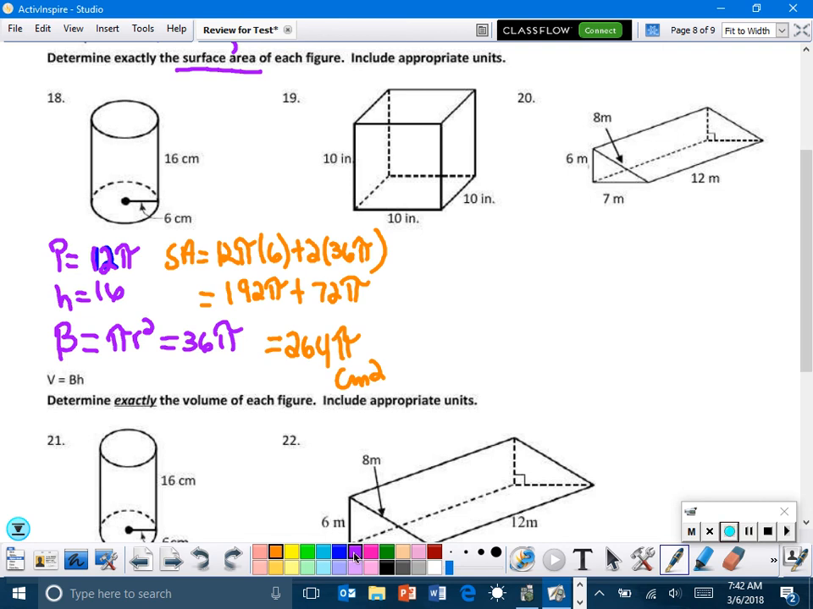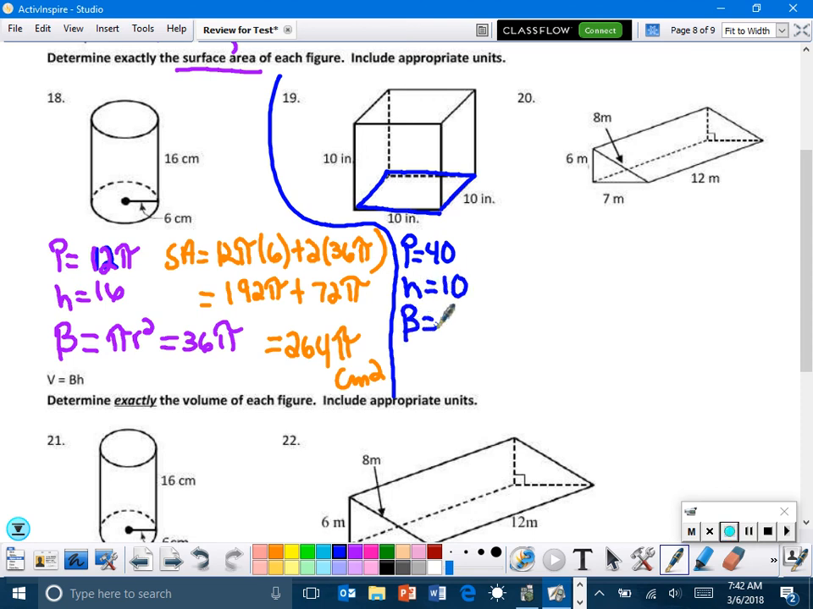Okay, the next one. All right, so the perimeter of this is 40. 10 plus 10 plus 10 plus 10. The height is 10. And the base area is 10 times 10, which is 100. So plugging this into the formula, the surface area is 40 times 10 plus 2 times 100. Okay, and that's going to give us 600 inches squared.